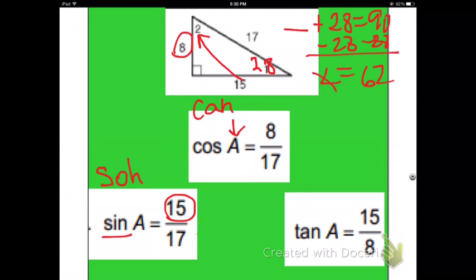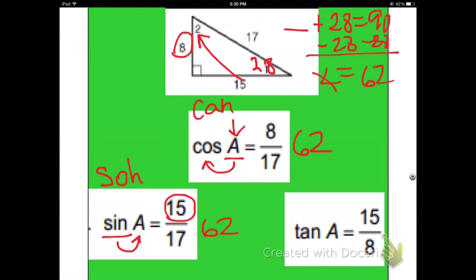I can check it with my calculator. If I want to use cosine to find angle A, I'm going to hit shift, cosine, in order to undo cosine, and press 8 over 17. And the calculator says 61.92, which rounds to 62. Same thing if I want to undo the sine function to find angle A, I would press shift, sine, 15 over 17. And again, it equals 61.9, which is 62.